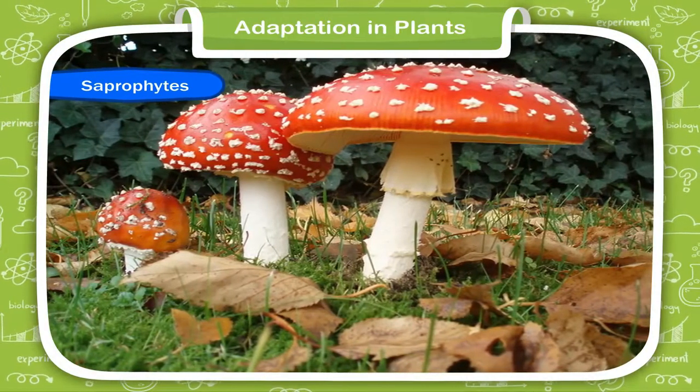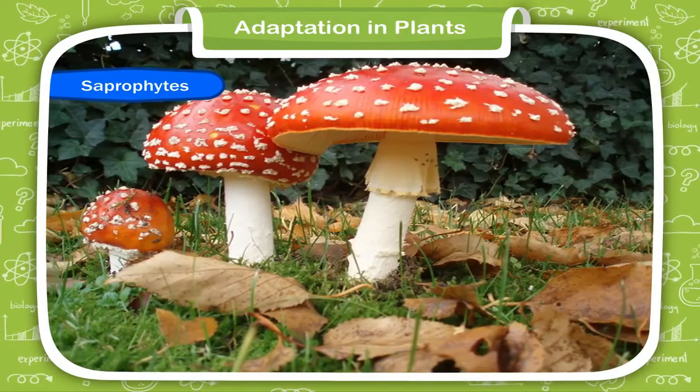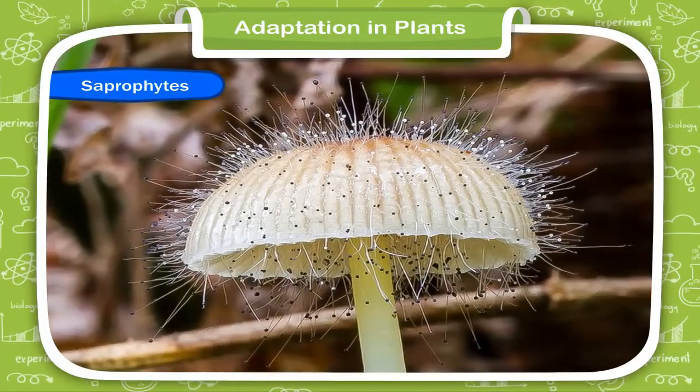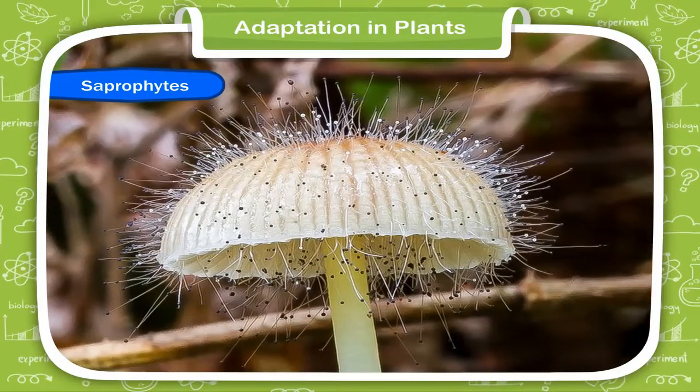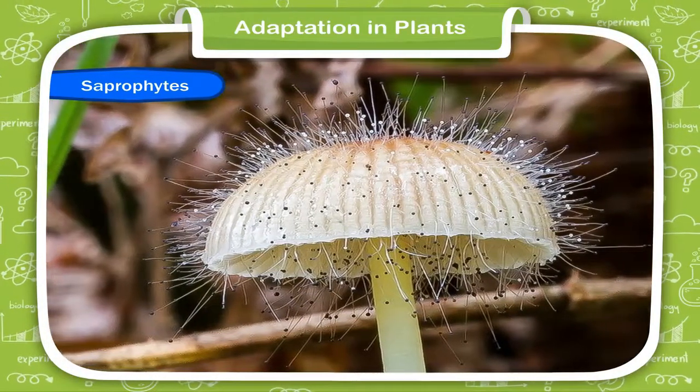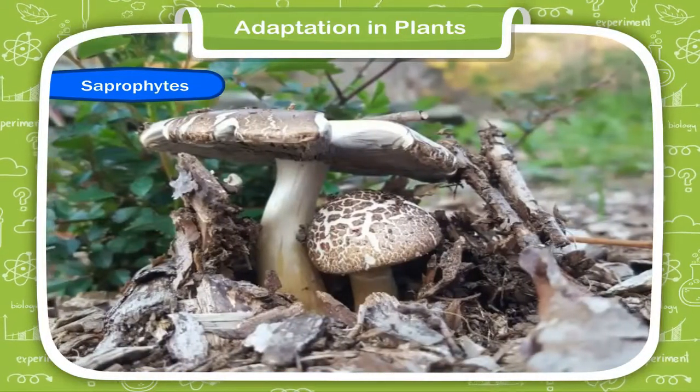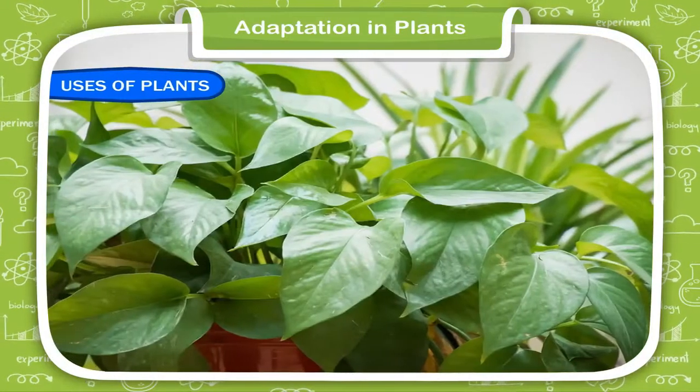Saprophytes. Some non-green plants such as mushrooms, molds, etc. absorb nutrients from decaying and dead plants. They are called saprophytes.